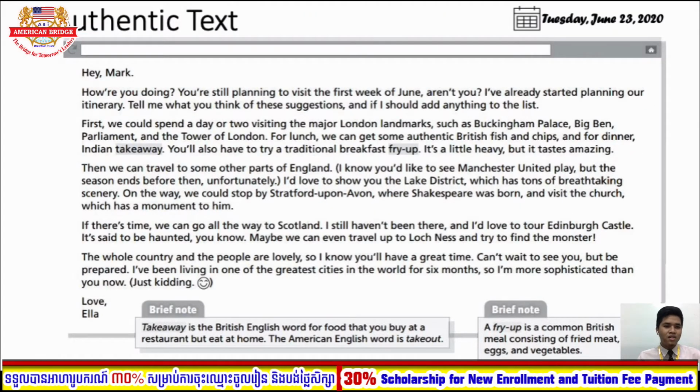So as you can see, we have the name here, which is Mark. So Mark is the receiver, the one who gets the email. And who is the writer? You can find the writer here is Ella. So Ella is the one who wrote this email. So everyone, let's read to find out what they are writing about.